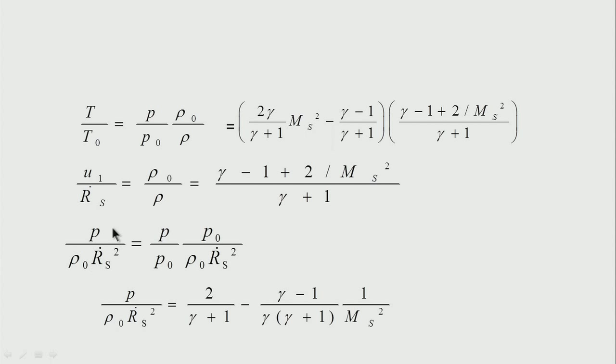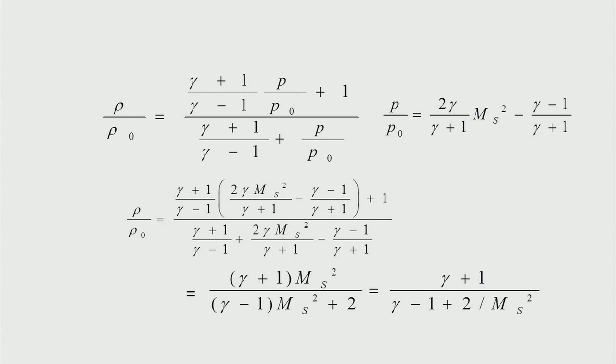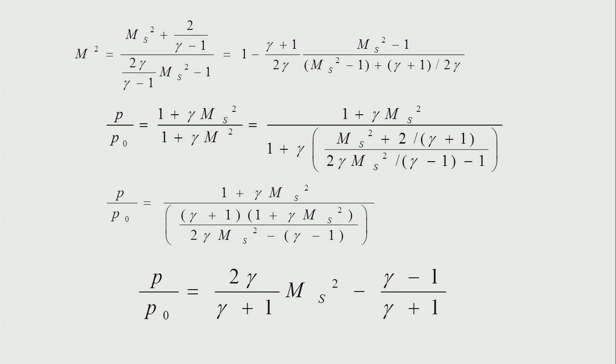Therefore, I can write this p by rho 0 r s dot square as p by p 0 into p 0 divided by rho 0 into r s dot square, and I know the value of p by p 0, which I already have on the board. Therefore, the value of p by rho 0 r s dot square becomes 2 over gamma plus 1. I had the value of Mach number over here, I simplify it, I get 2 over gamma plus 1 minus gamma minus 1 divided by gamma into gamma plus 1 into 1 over ms square. Maybe I will just do this on the board, because this is some expression which I will be using. Let us therefore just complete this part and be done with it.